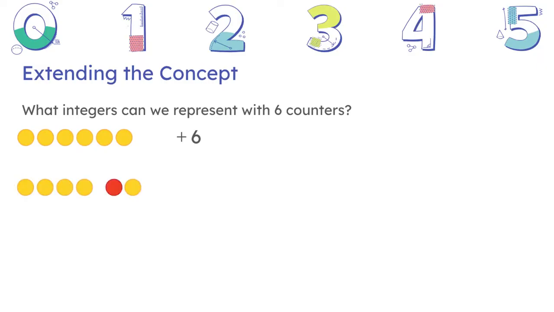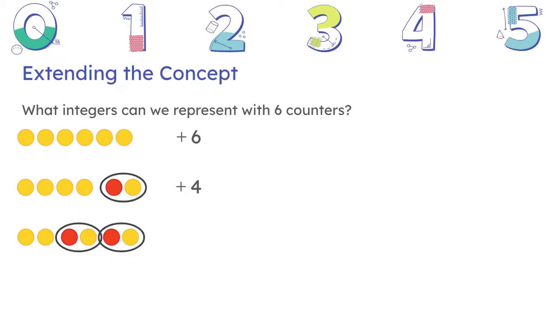If we flip one of those counters to the red side, we now have 4 yellow counters and 1 zero pair. If I discard that zero pair, I'm left with 4 yellow counters, and that represents +4. Let's flip one more counter. Now I have 2 red counters, 4 yellow counters, but I've created 2 zero pairs. So let's discard those zero pairs. And what number have I represented now?